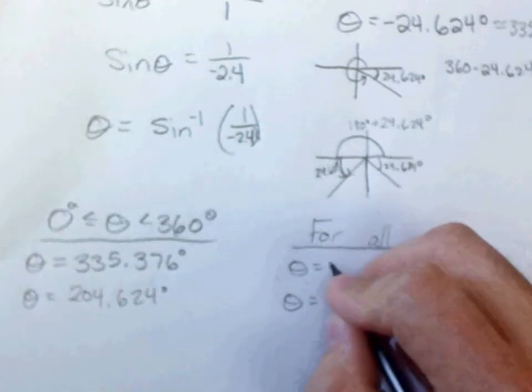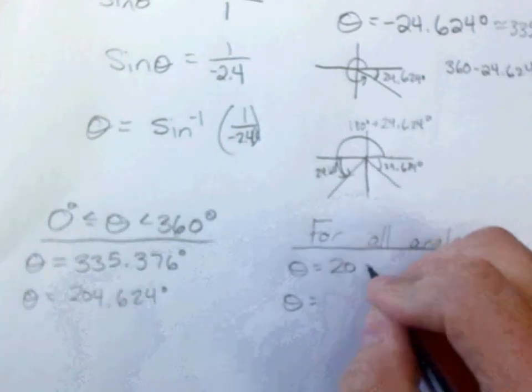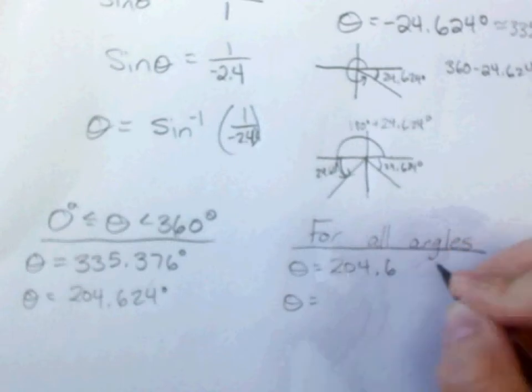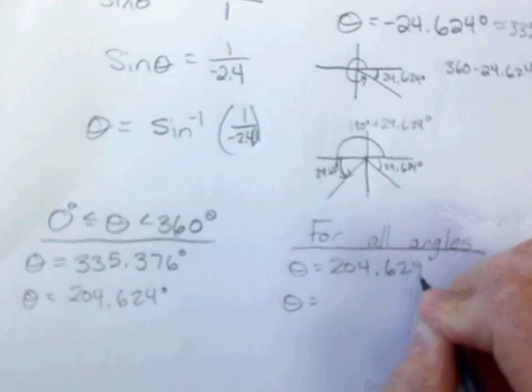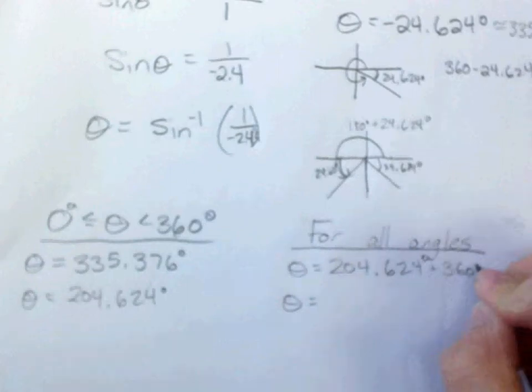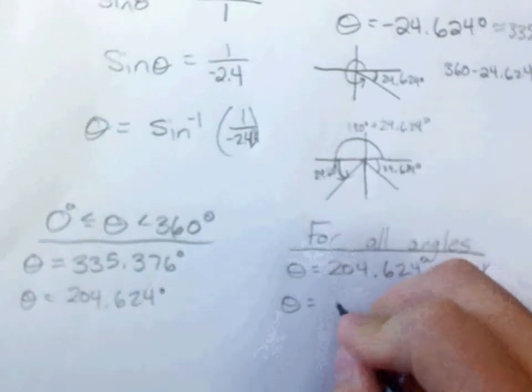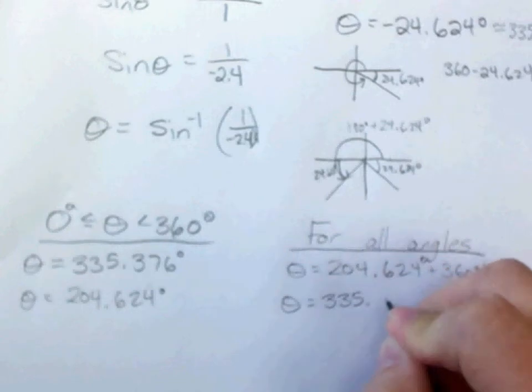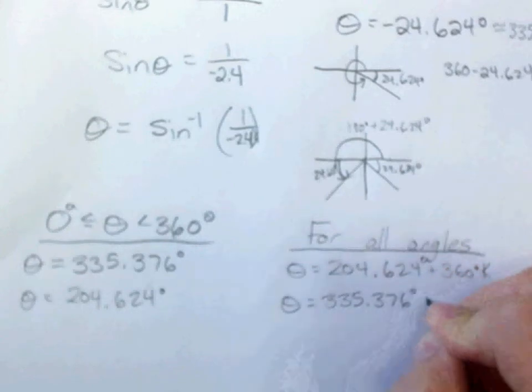So I'm going to put them in numerical order just because I feel better writing them that way. 204.624 degrees plus 360 degrees K, and 335.376 degrees plus 360 degrees K.